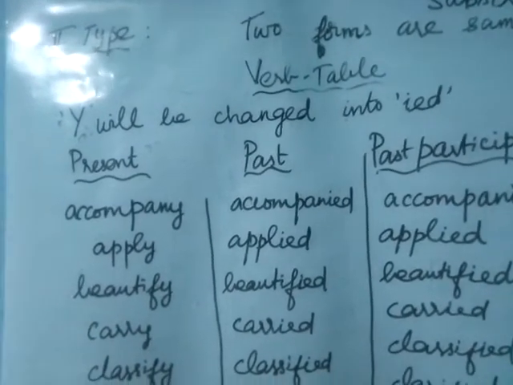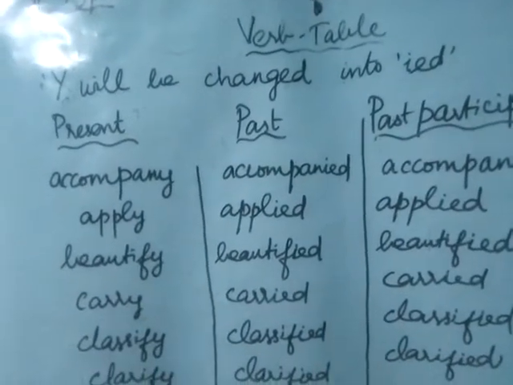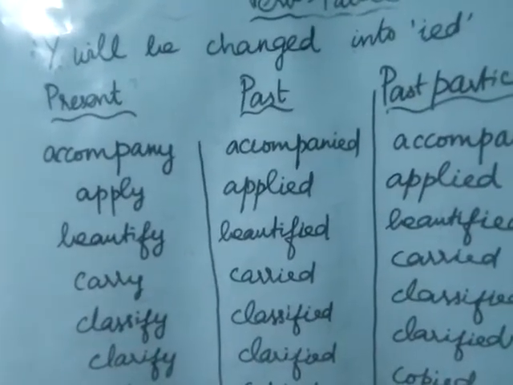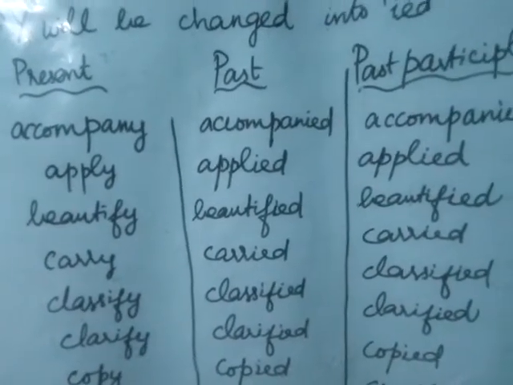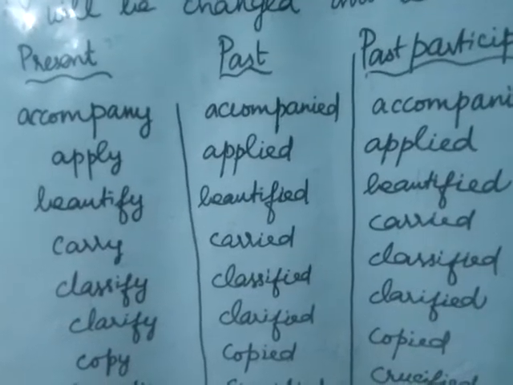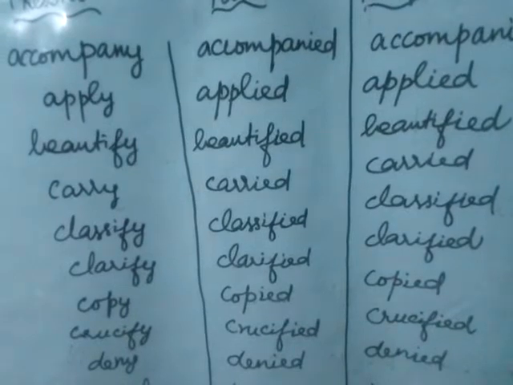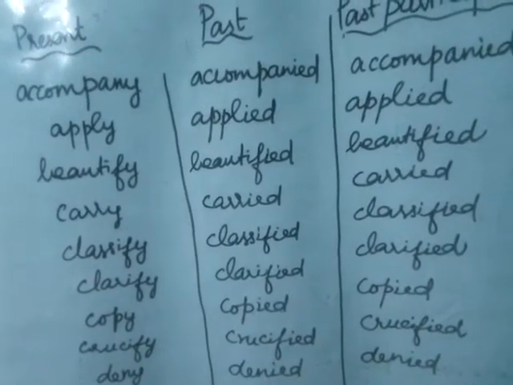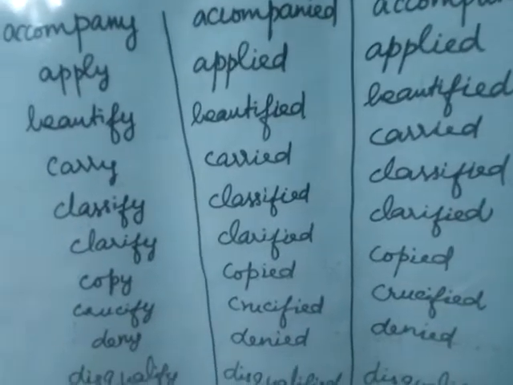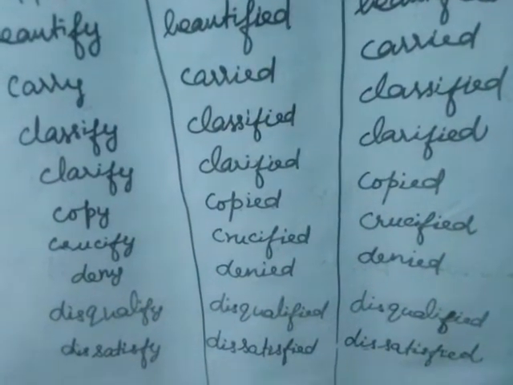Now we are going to see the second type, where two forms are the same. Verb table. Here, Y will be changed into IED. Present, past, past participle. Accompany, accompanied, accompanied. Apply, applied, applied. Beautify, beautified, beautified. Carry, carried, carried. Classify, classified, classified.